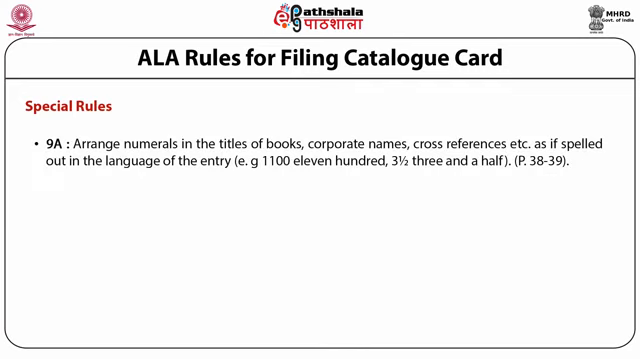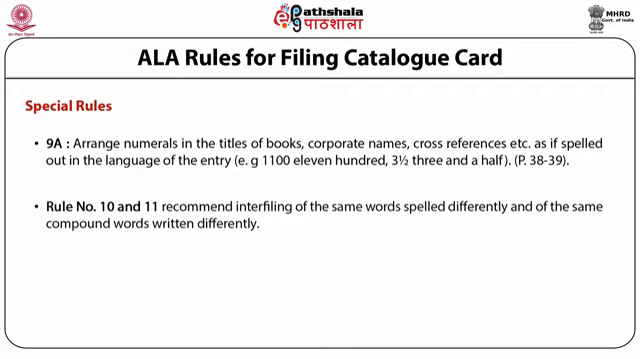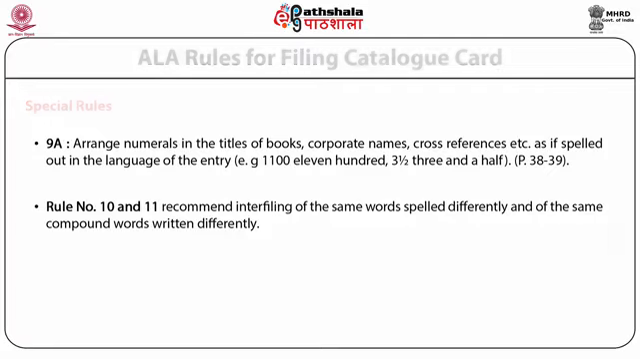Rule number 9A. Arrange numerals in the titles of books, corporate names, cross-references, etc. as if spelled out in the language of the entry. As for example, 1100, 3.5. This rule is given on page number 38 and 39. Rules number 10 and 11 recommend interfiling of the same words spelled differently and of the same compound words written differently.